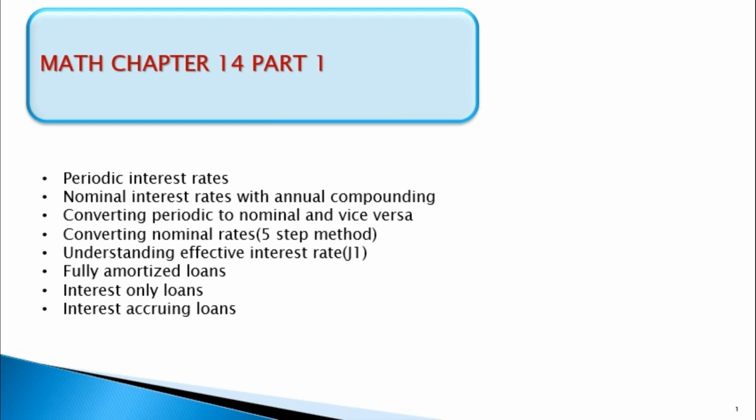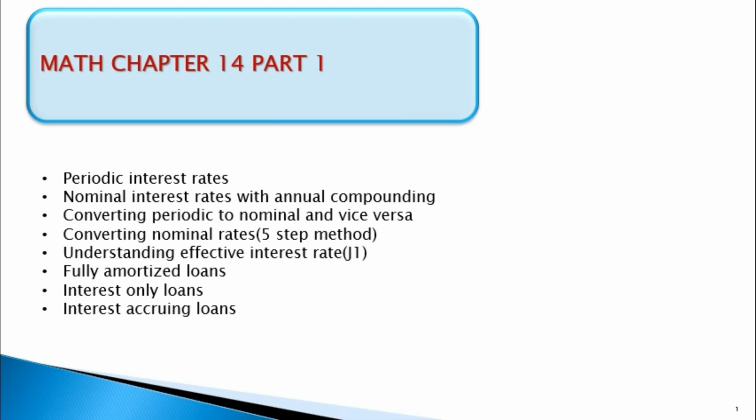Yeah, so chapter 14, part 1. The only difference between chapter 13 and chapter 14 is that now we're going to complicate how the interest rate is given. The interest rate we've already dealt with: if you have a periodic interest rate, you change it into an annual rate by multiplying. If it's a monthly periodic rate, you multiply by 12. If it's a daily periodic rate, you multiply by 365. It all depends on how many of those time periods there are in the year.